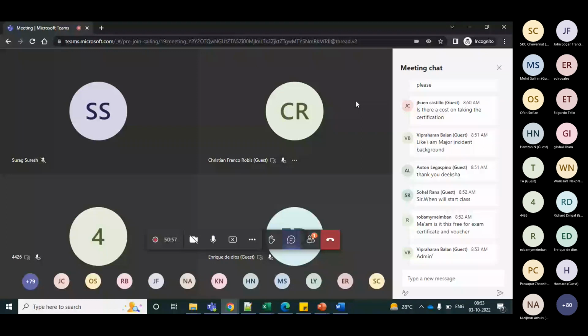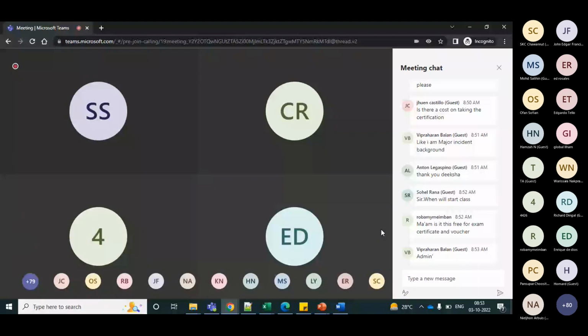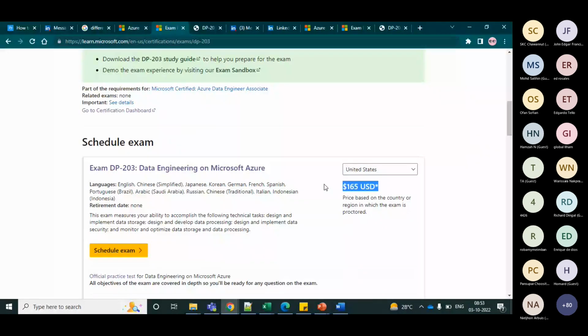No, your exam certification is not free. You need to pay for that. The amount might change, as I showed you again. Here you can see this is the cost. But it might happen that if you join a Microsoft training day program, which is free, you might get a voucher, and you can apply this voucher at the time of scheduling your exam, so you will get some discount. But yes, there is a cost for certification.